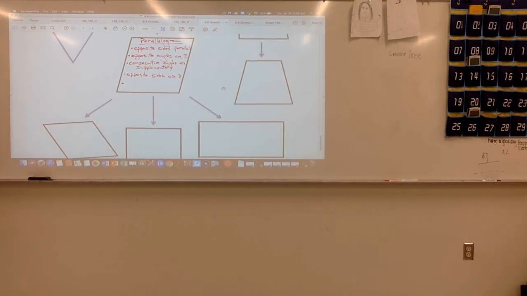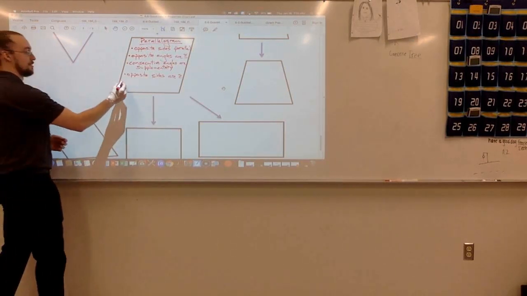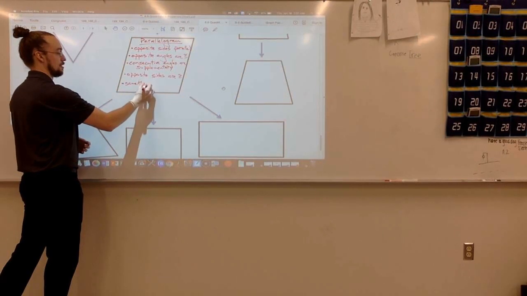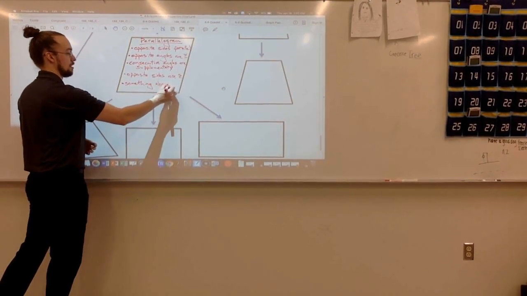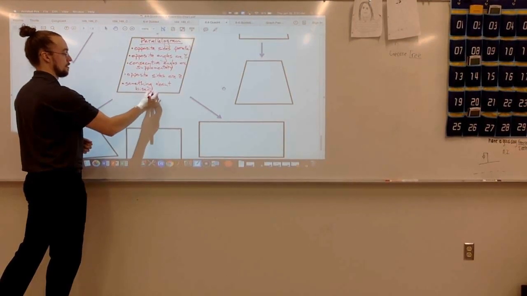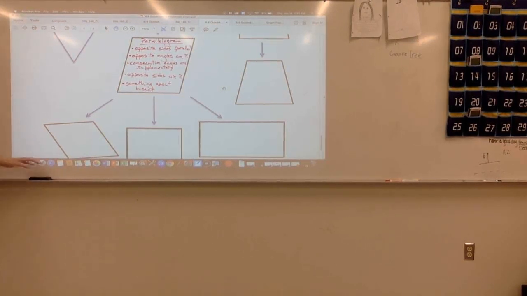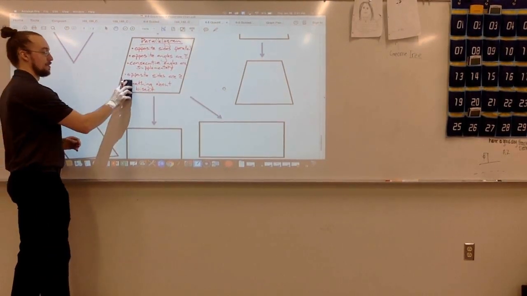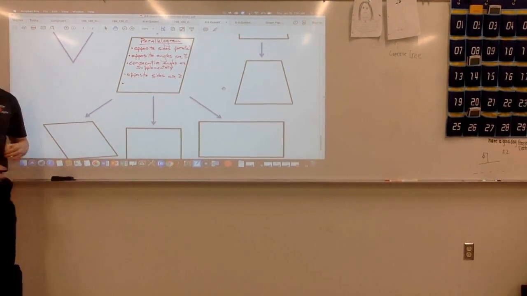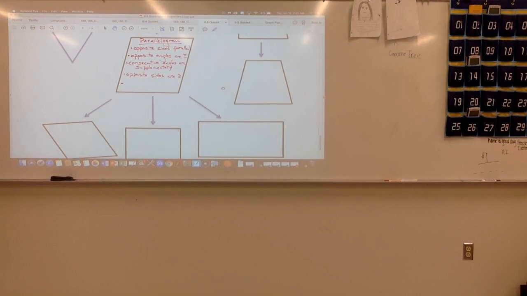One more. Something about bisecting. Can that be an answer on the quiz? The lines? What are these? Diagonals. The diagonals bisect each other.